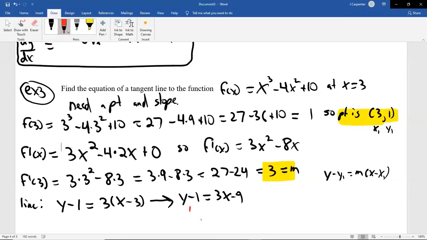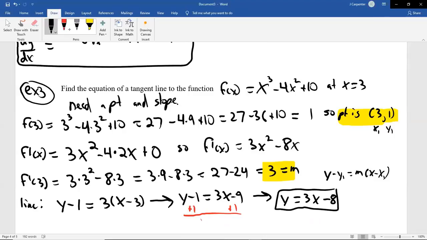I'll show the algebra. Add 1 to both sides. And that gives us y equals 3x, negative 9 plus 1. Negative 9 plus 1, how do we handle that? Different signs, subtract, keep the sign of the larger. 9 minus 1 is 8. Sign of the larger is negative, so negative 8. There is our equation of a line. Okie dokie, so that's what they asked for.